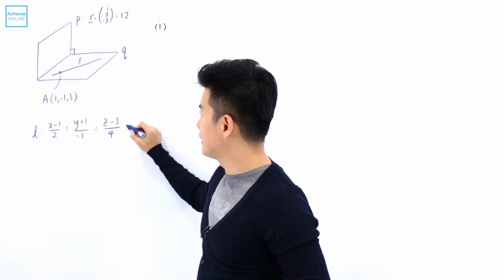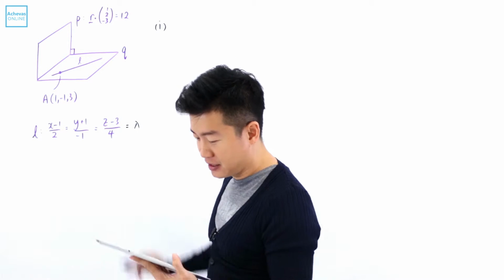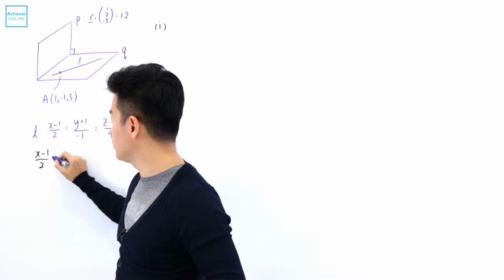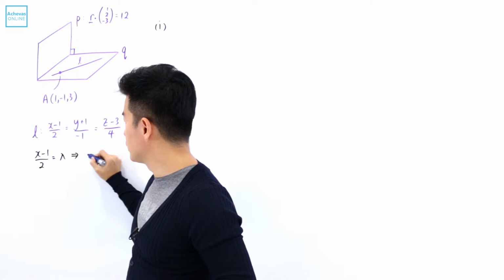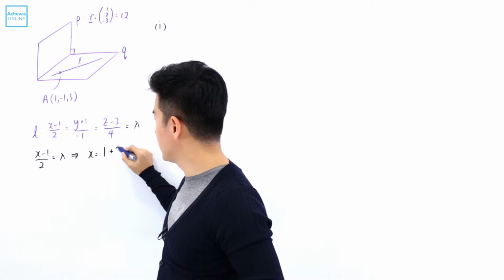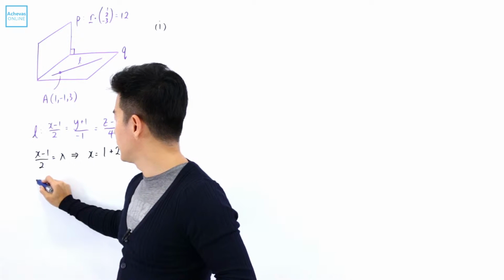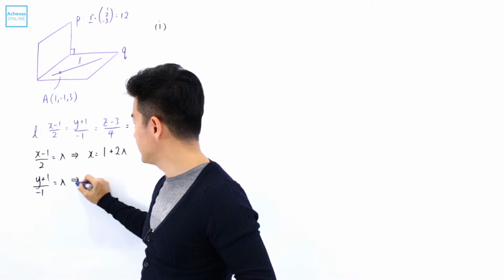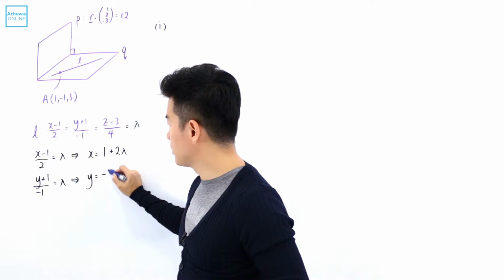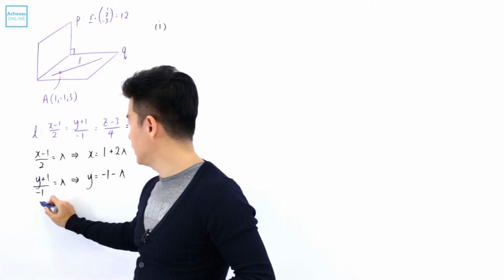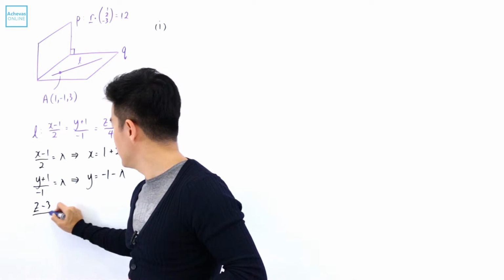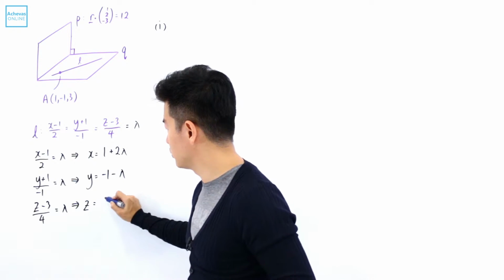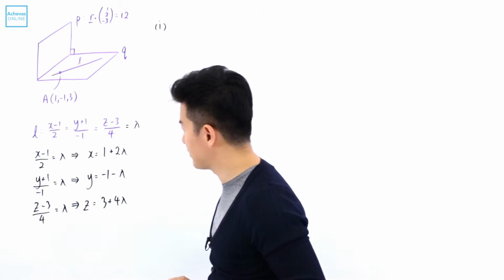I'm going to let this entire equation be, let's say, lambda, which means that (x minus 1) over 2 is equal to lambda. So x is going to be equal to 1 plus 2 lambda. And if I let (y plus 1) over minus 1 be equal to lambda, this tells me that y is going to be minus 1 minus lambda. And (z minus 3) over 4 is equal to lambda, so z is going to be equal to 3 plus 4 lambda.